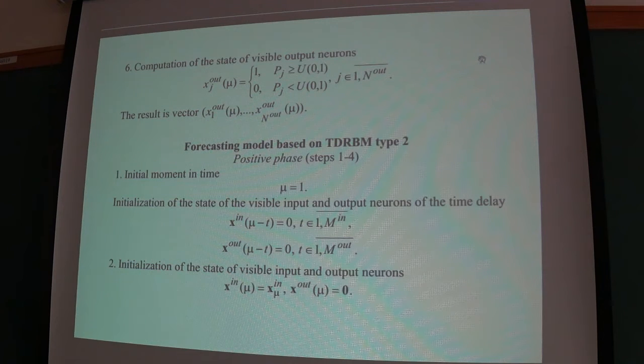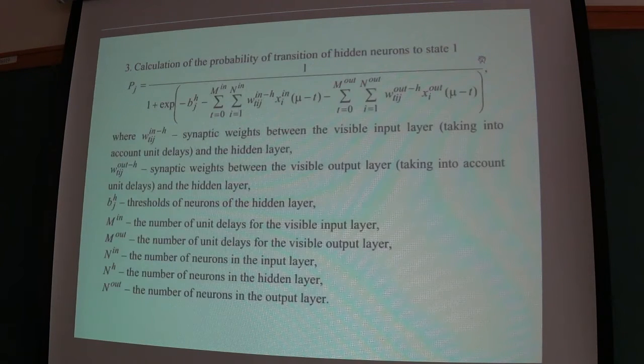Forecasting model based on RBM type 2. Positive phase. Initial moment in time. Initialization of the state of the visible input and output neurons of the time delay. Initialization of the state of visible input and output neurons. Calculation of the probability of transition of hidden neurons to state 1, where synaptic weights between the visible input layer take into account unit delays in the hidden layer, and synaptic weights between the visible output layer take into account unit delays in the hidden layer.